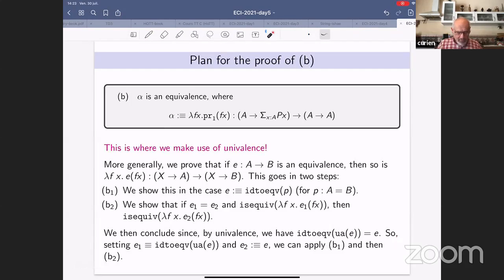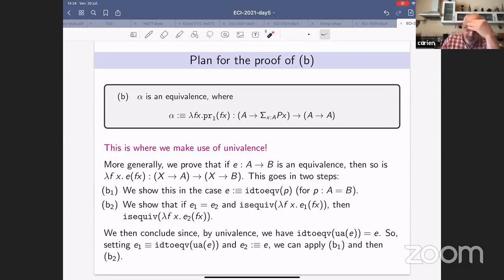Second thing to prove, the fact that alpha is an equivalence. Actually, it has nothing to do with this particular alpha. The statement is that as soon as you know that some E is an equivalence, then the map induced, for any type capital X, on the arrow type X arrow A to the arrow type X arrow B by this lambda term, is also an equivalence.